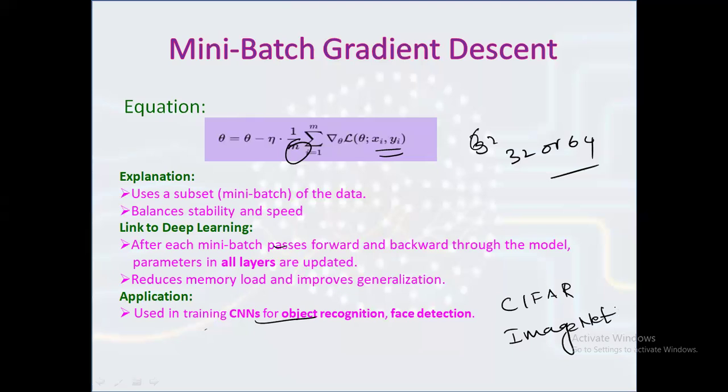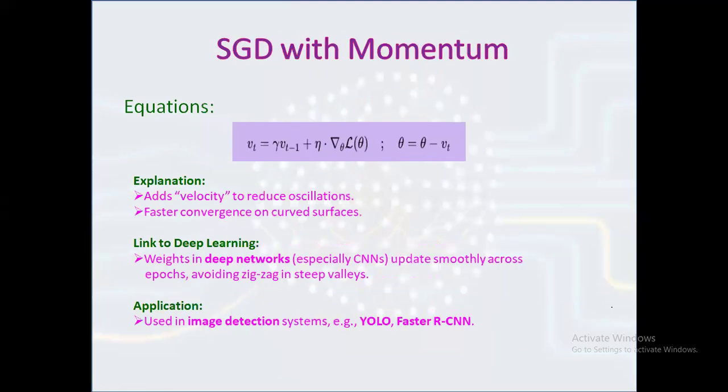These are all the available datasets that are processed in parts. Next, stochastic gradient descent with momentum.